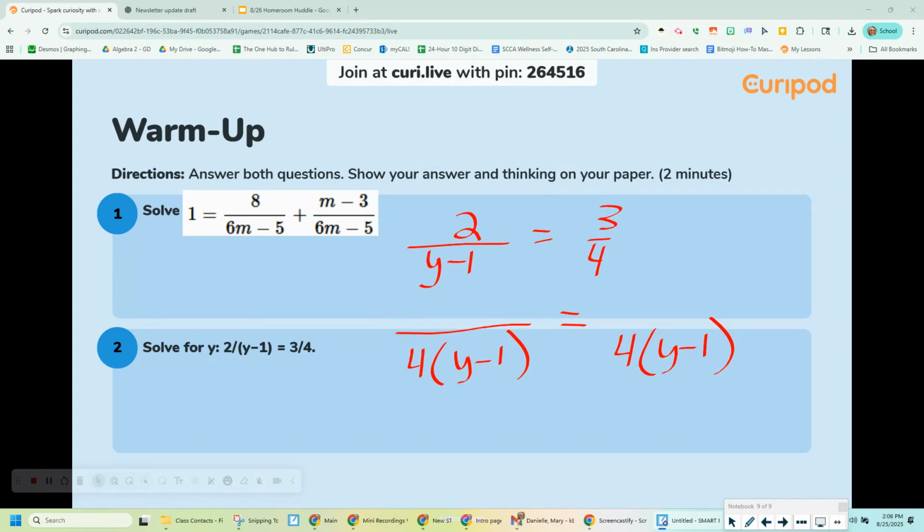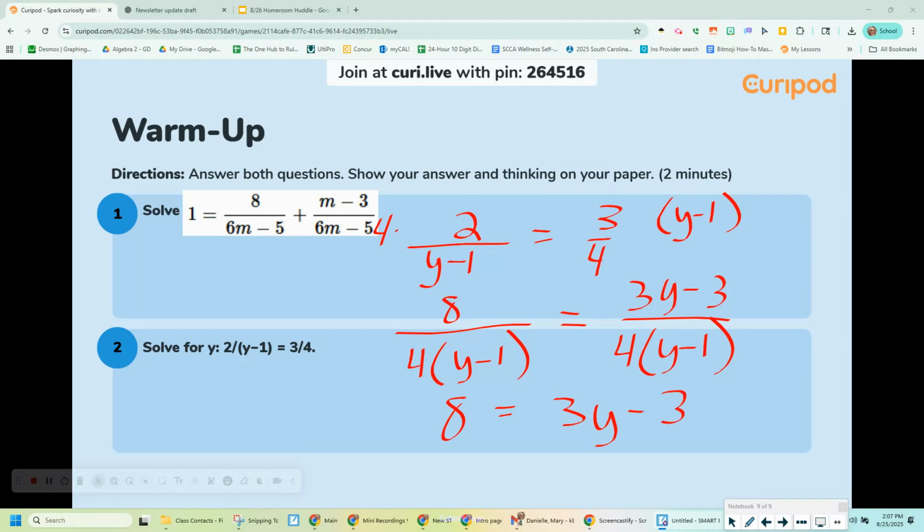So what did I have to multiply the left side by to get 4 times y minus 1? I had to multiply it by 4. So I have to do that to the numerator. That's going to give me 8. On the right side, I had to multiply it by y minus 1. So that's going to give me 3y minus 3. Now I can drop the denominator and just leave me with the numerators to solve for y.